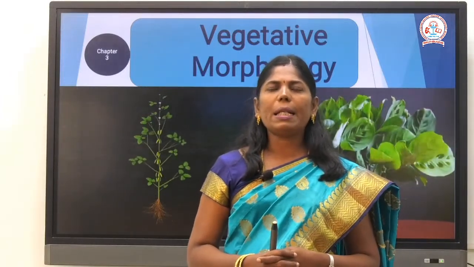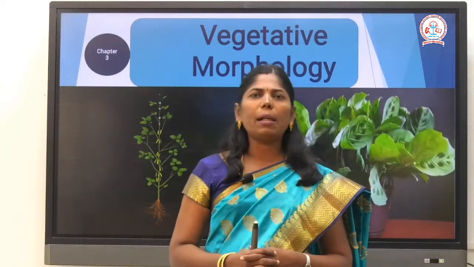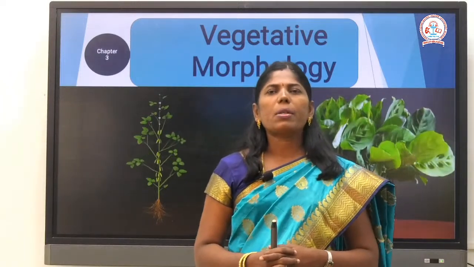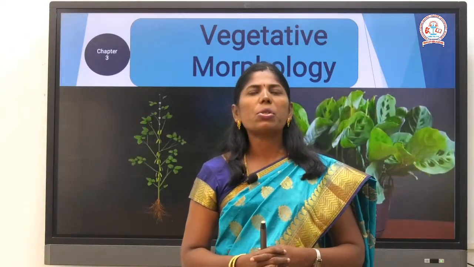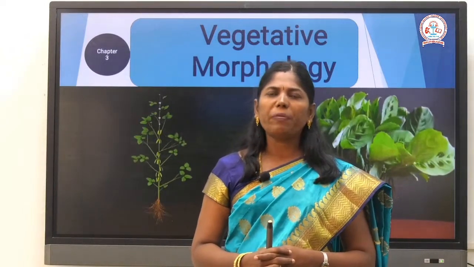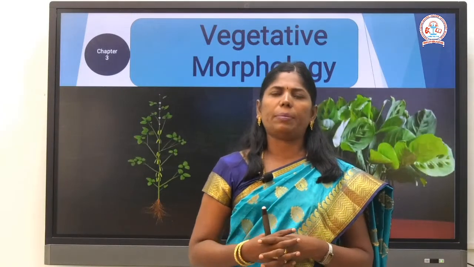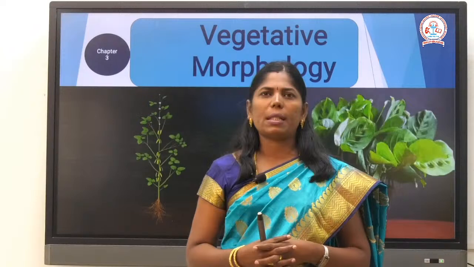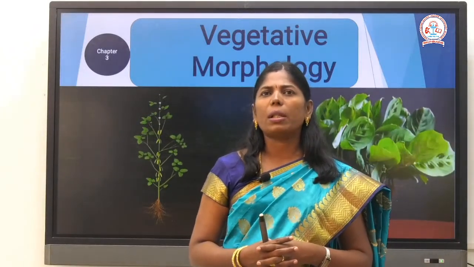When the seed is undergoing germination, it gives rise to two regions, one is the radicle, another one is the plumule. The radicle gives rise to the root system and the plumule gives rise to the shoot system. So from the plumule the shoot system arises. What are the parts in the shoot system? We can see the branches, leaves, fruits, flowers. Everything is on the shoot system.